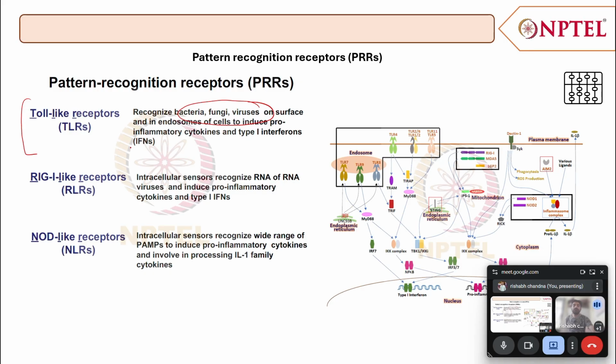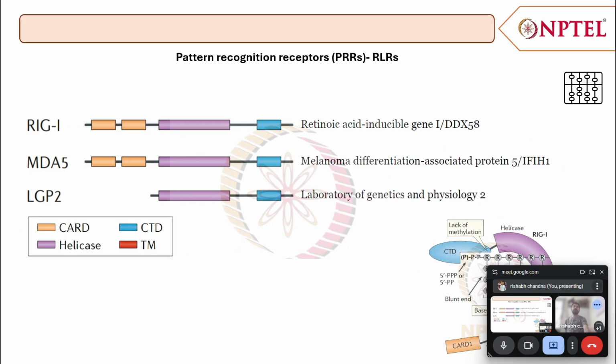Now in this video lecture, we'll be discussing RIG1-like receptors, which basically recognize the RNA of RNA viruses, and the NOD-like receptors, which recognize a wide range of PAMPs and induce inflammation reactions. And lastly, how these pathogen receptors sense DNA in a cell. So let's start with the RLRs, that is, RIG1-like receptors.